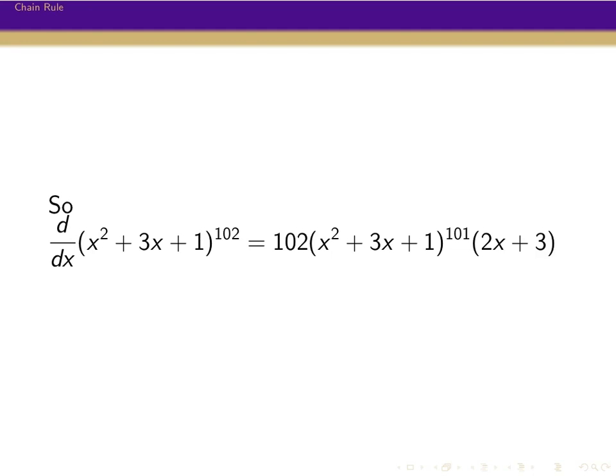So just as we said, derivative of x squared plus 3x plus 1 to the 102. From the outside, raising things to the 102, so the power comes down. We got 102 right there. New power is 101. And then at the end, we have to multiply by the derivative of the inside.